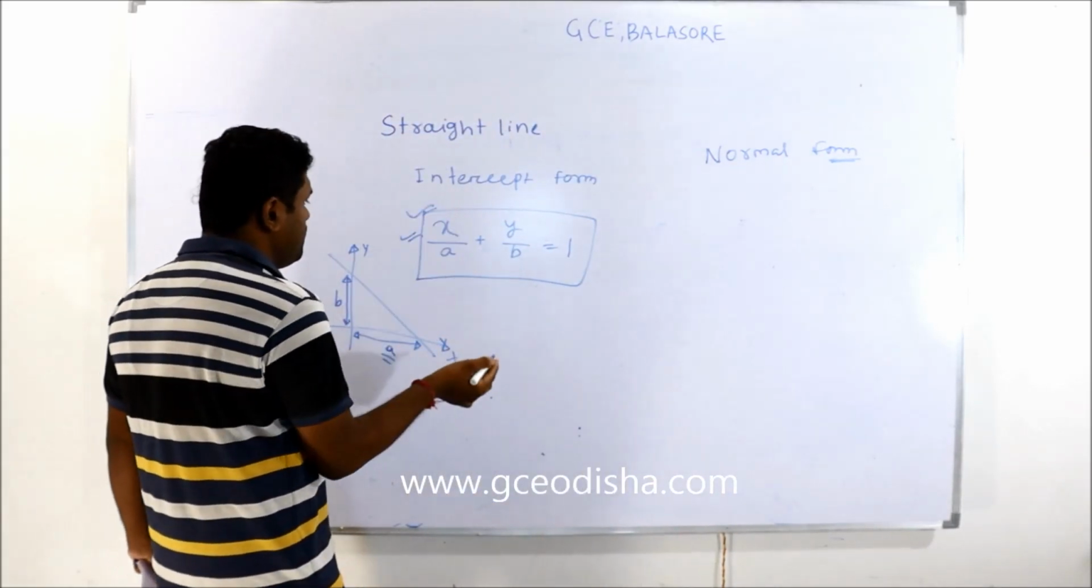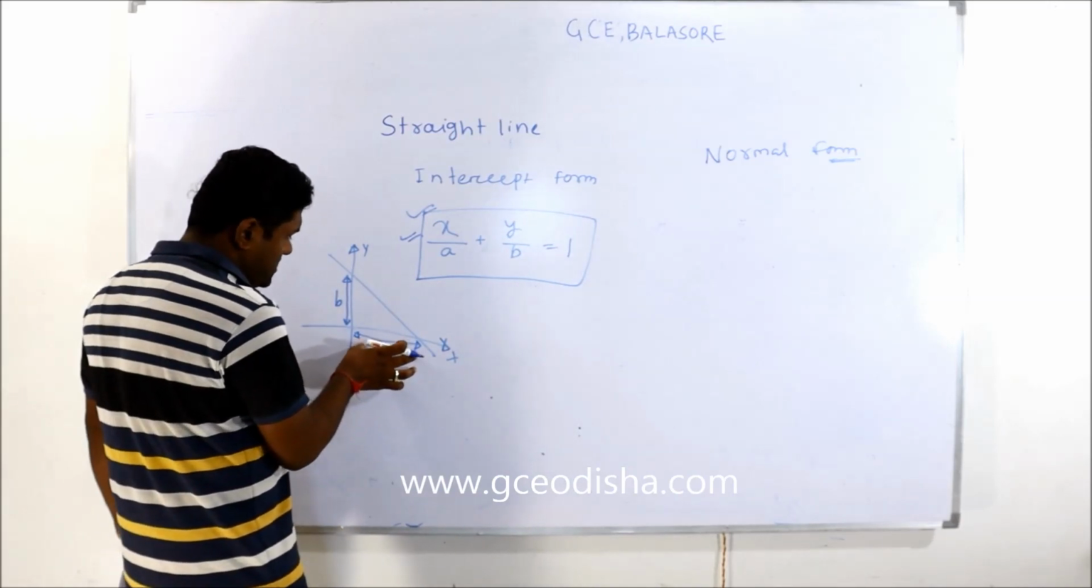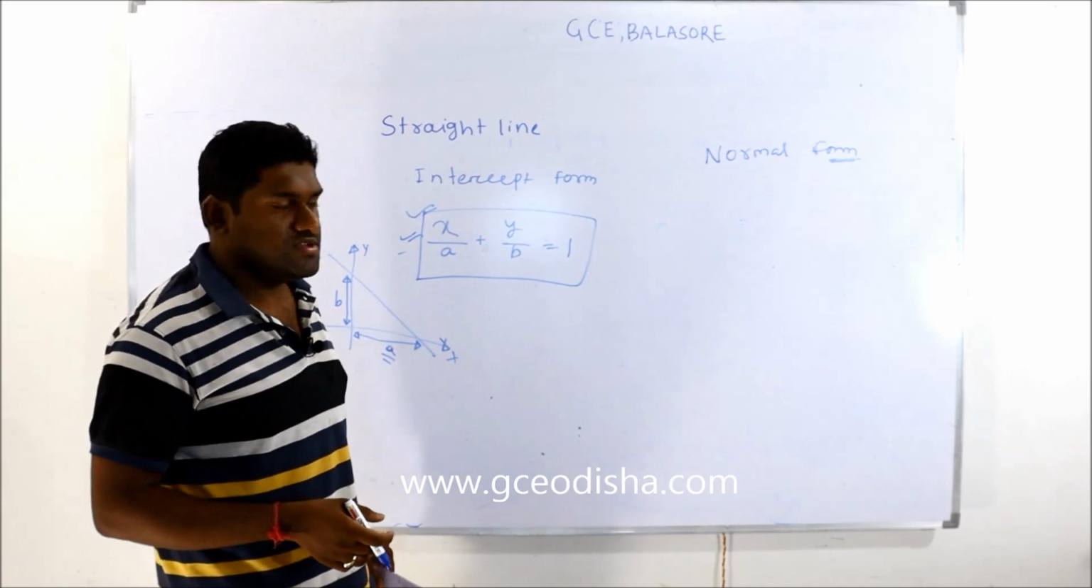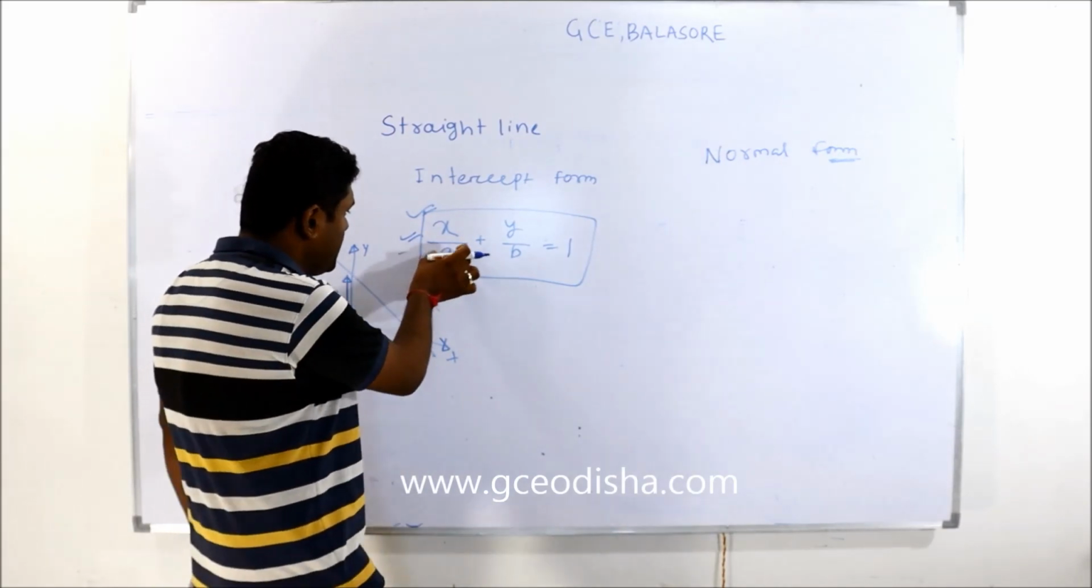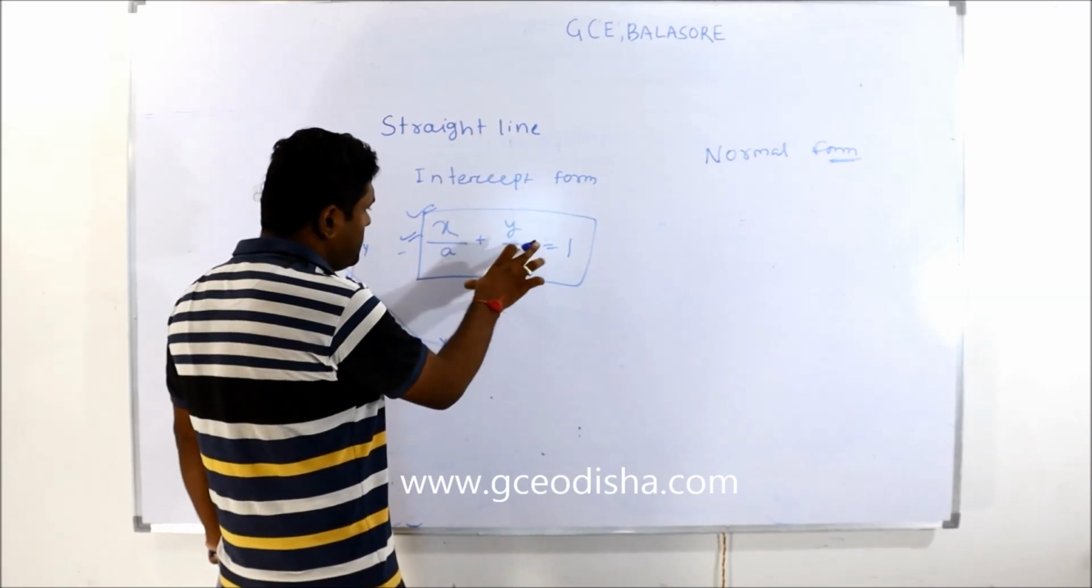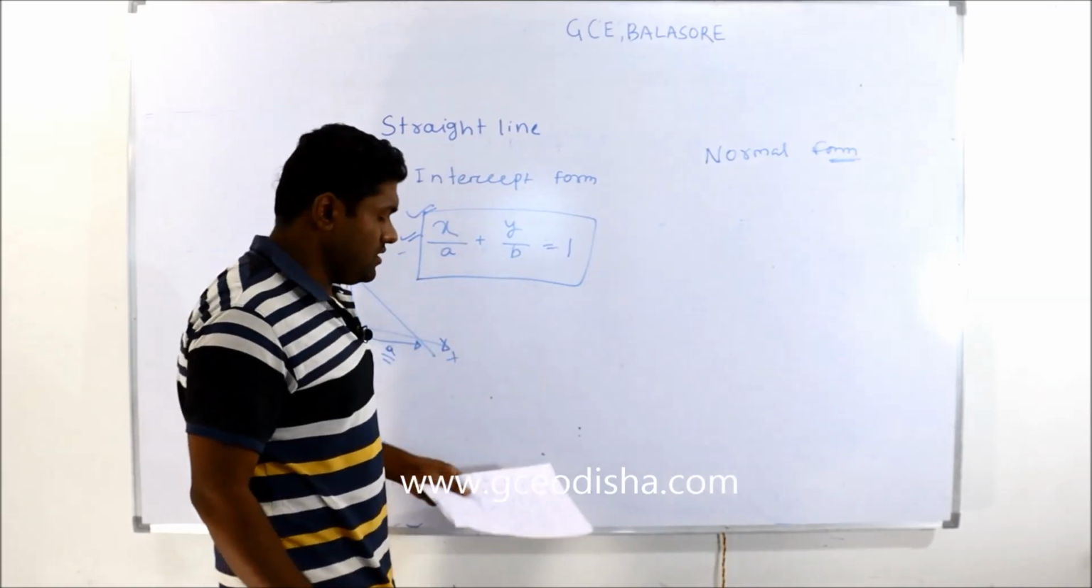This equation is useful when they only give the x-intercept or y-intercept and ask you to find the equation of the straight line. Then just put the x-intercept value and y-intercept value, solve the equation, and find the answer.